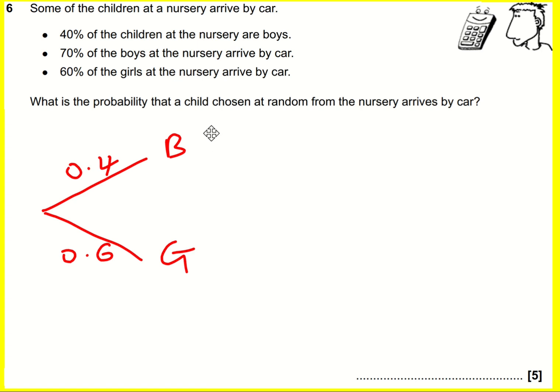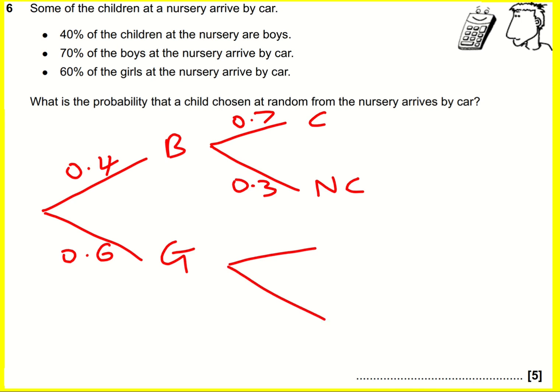Then if I just look at the boys for one moment, they're either arriving by car or not arriving by car. We've got 70% arriving by car, that's 0.7. So not arriving by car is 0.3. Girls, and then 60% arriving by car, and therefore 40% or 0.4 going to be not arriving by car.